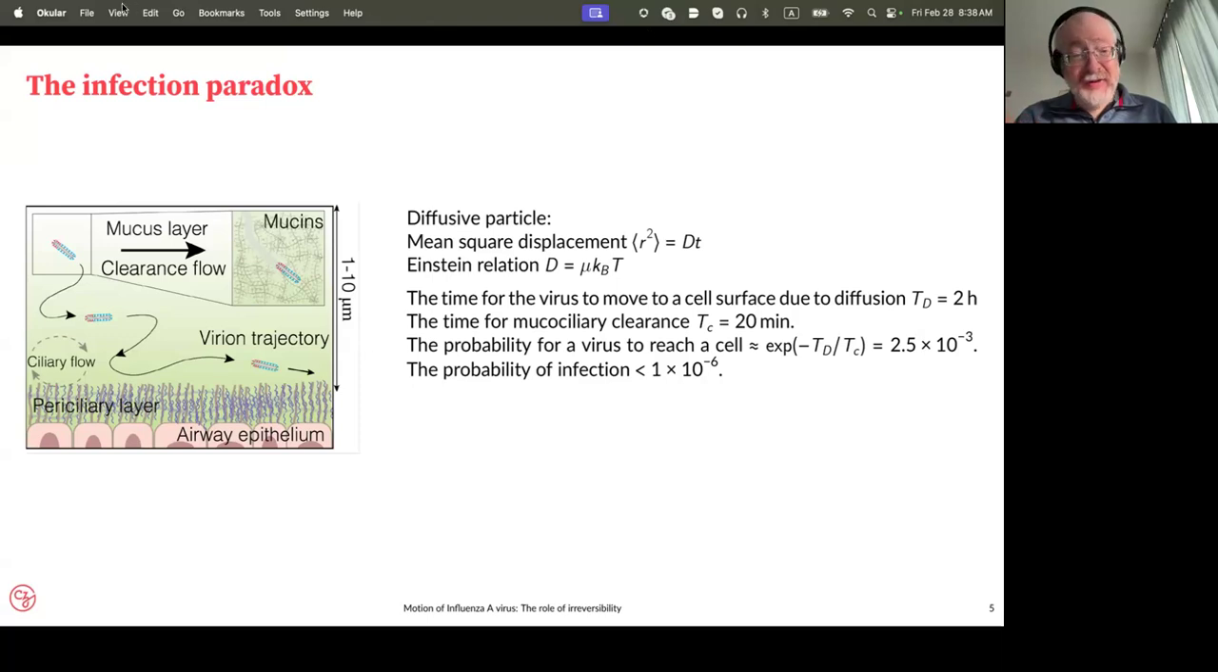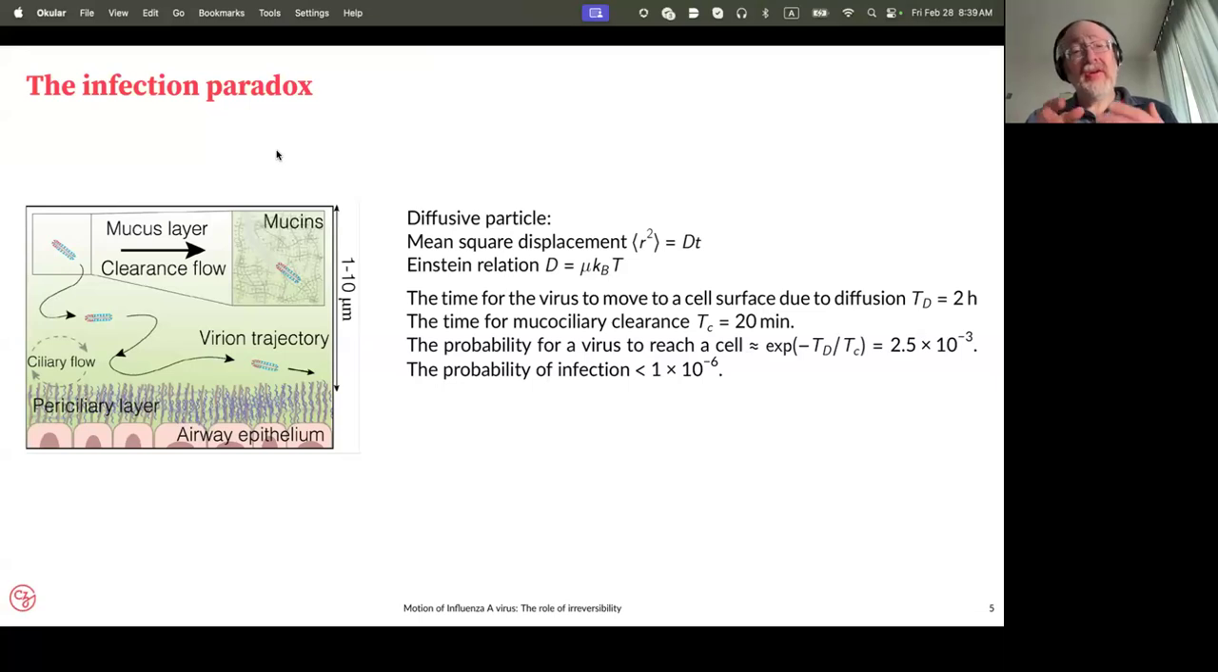It's like a couple of hours. The thing is that mucociliary clearance due to flows takes minutes. And this means that the probability for a virion to get to a cell is very low. But the cell is not passive either. It tries to do something. So even if you get to the surface, you are not guaranteed to infect. And if you calculate the probability of infection, it's 1/1,000,000.